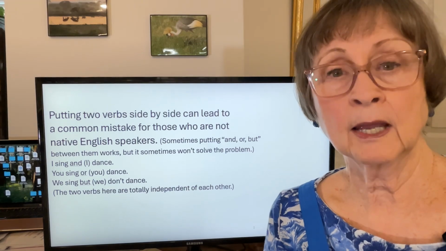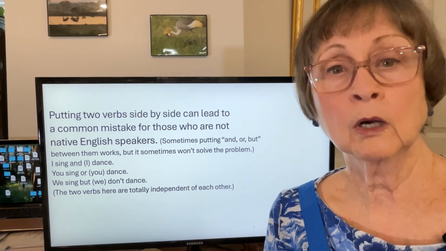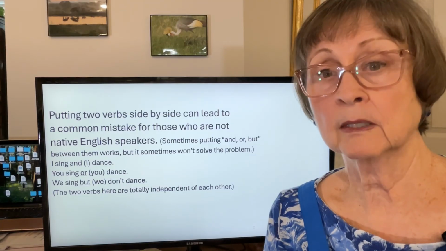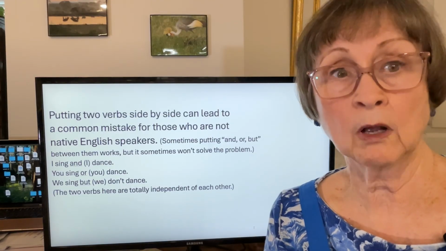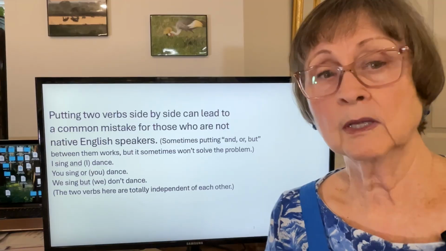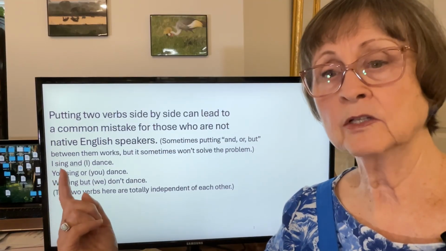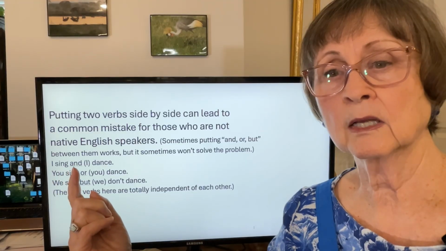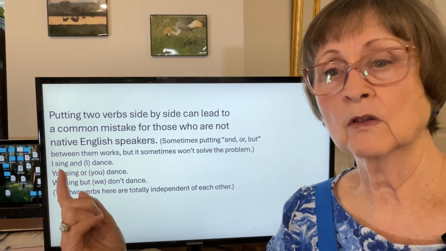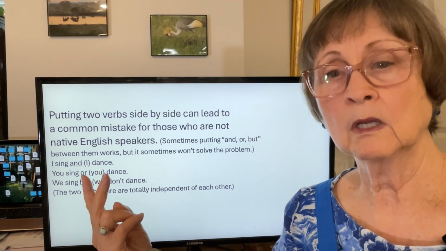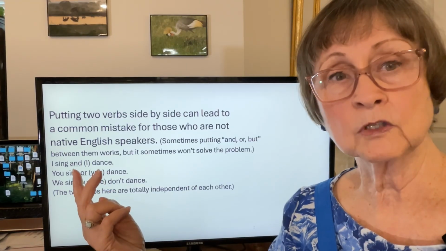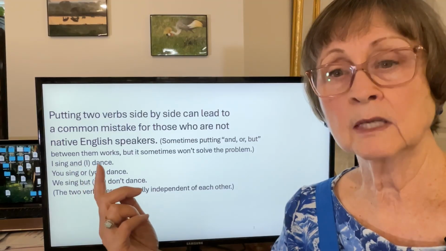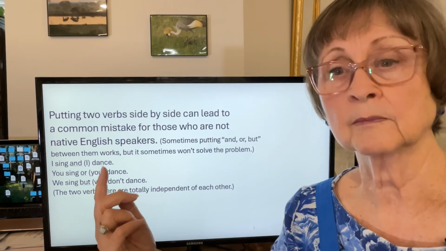Sometimes putting "and" or "but" between them works, but it sometimes won't solve the problem. So let me explain this way. I sing and dance, or I sing and I dance. The two verbs are equal and independent of each other. And I could make it two sentences. I sing, I dance, and the meaning would be the same.